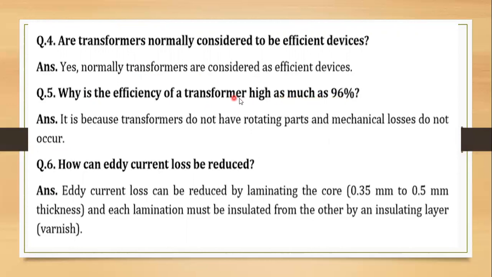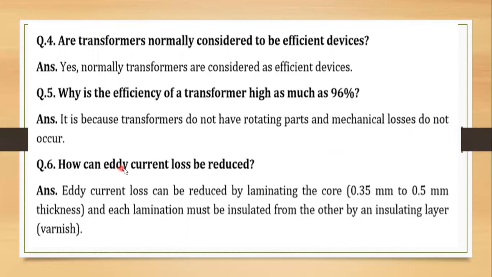Why is transformer efficiency as high as 96%, meaning 96% and above? Because the transformer does not have rotating parts, there is no mechanical loss. It's not a rotating device. It's a static device, the transformer. That's why the mechanical losses are absent.